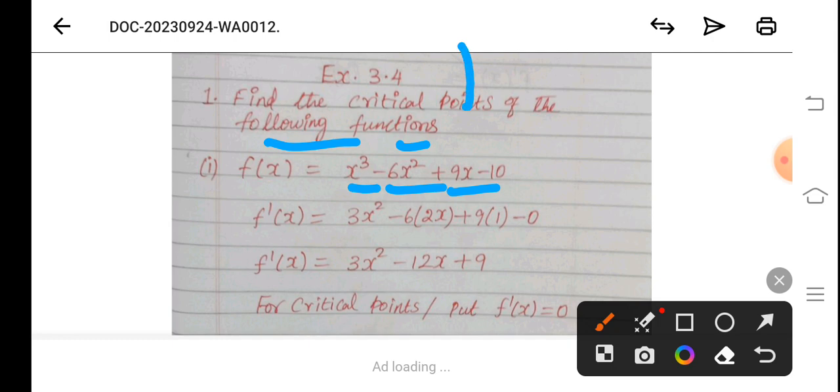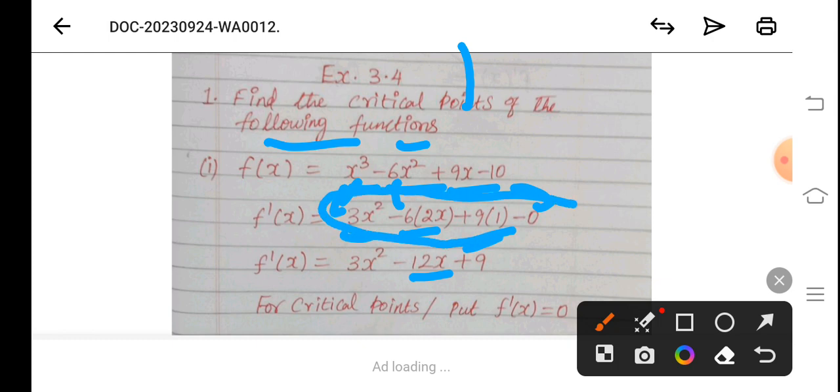Differentiate. x cube differentiation is 3x square. Minus 6 into x square differentiation 2x, so directly you can also write minus 12x, since 6 twos are 12. Then x differentiation 1, so 9 into 1, and constant differentiation 0. You can directly write this and skip the step, no issues at all. So x cube minus 6x square plus 9x minus 10 differentiates to 3x square minus 12x plus 9.